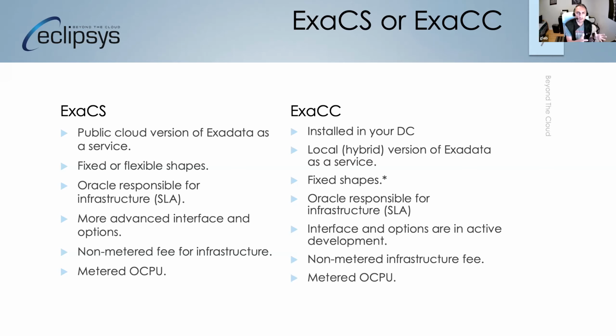You pay for infrastructure itself, like for renting infrastructure. It doesn't matter how many CPUs you use. And on top of that, you have to pay for OCPU per usage, and it is billed by seconds. If you used 4 OCPU for 2 hours, you pay for that. If you use 6 OCPU for some period of time, you pay for 6. So the same model on ExaCC.